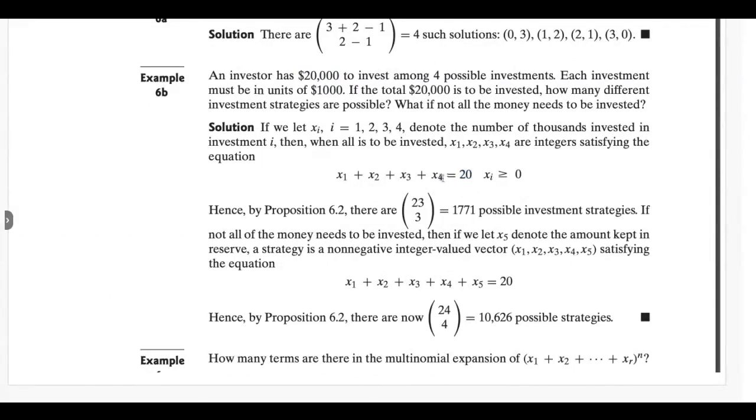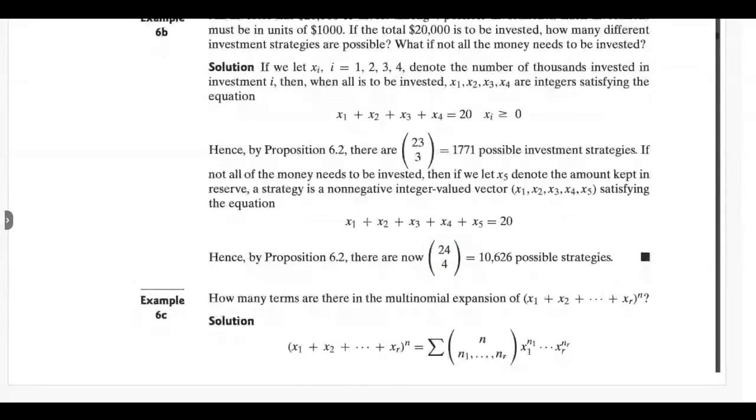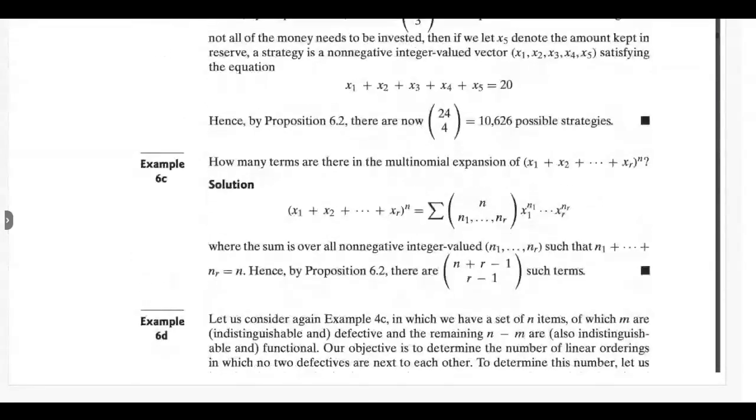What's r? We have four groups. Oh, so it's 20 plus 4 and then minus 1, right? That's right. Oh, okay, understand now. Thank you. You're welcome. Same thing as this one. Anyone has any other questions?